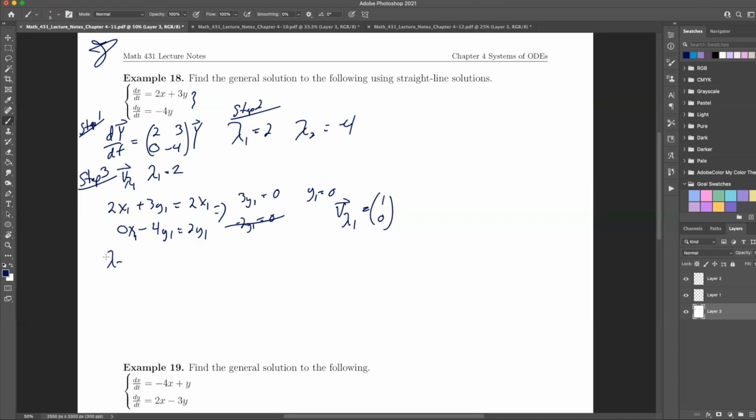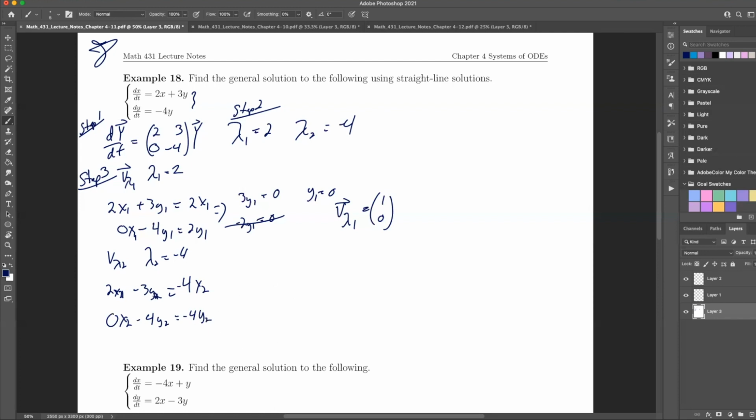All right, v lambda 2, where lambda 2 is equal to minus 4. So we have 2 x2 plus 3 y2 equals minus 4 x2. These should be 2s, I'm on lambda 2. And then here we'll have 0 x2 minus 4 y2 equals minus 4 y2.